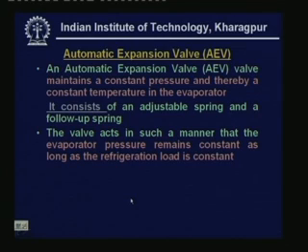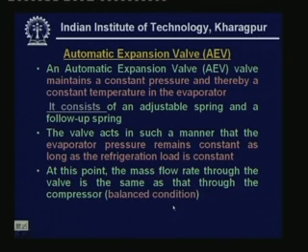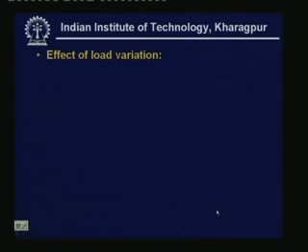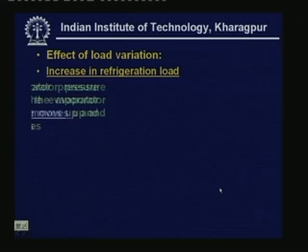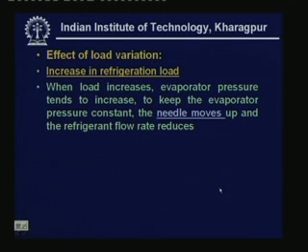Now the valve acts in such a manner that the evaporator pressure remains constant as long as the refrigeration load is constant. At this point the mass flow rate through the valve is same as that through the compressor. So you have the balanced condition. Now effect of load variation, what happens when the load increases? When load increases, evaporator pressure tends to increase. So to keep the evaporator pressure constant, the needle moves up and the refrigerant flow rate reduces.